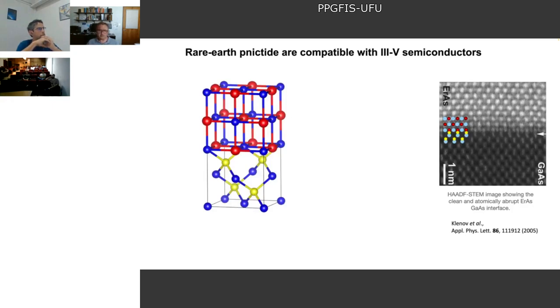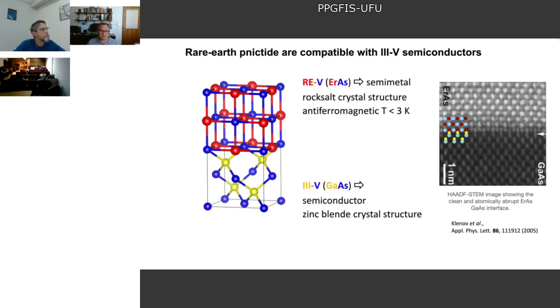What we learn from this image is the structure of the interface. If you look at the blue sublattice, it is continuous. So you have gallium arsenide, yellow, at the bottom, and then erbium arsenide at the top. And the blue atoms basically form a continuous sublattice. It's just the rare earth that assumes different positions than the gallium underneath.